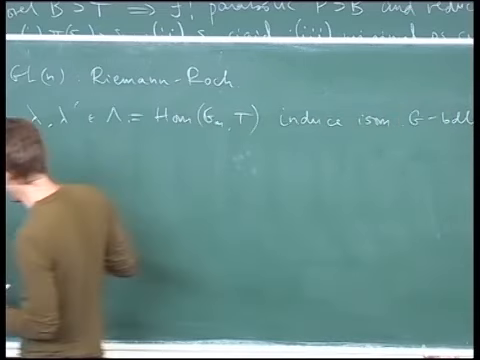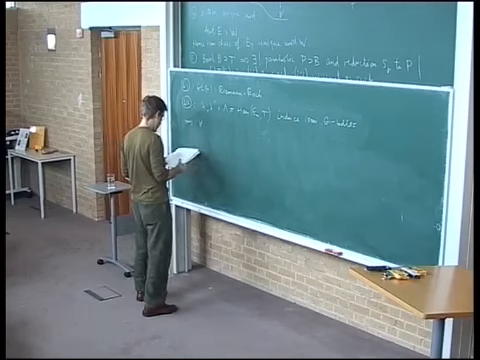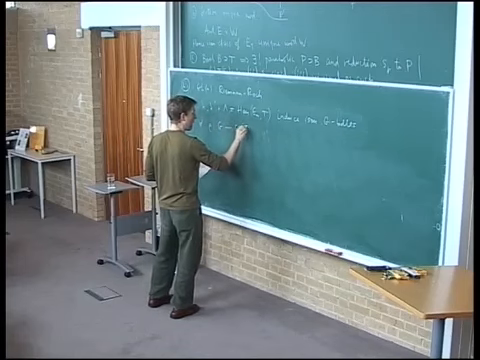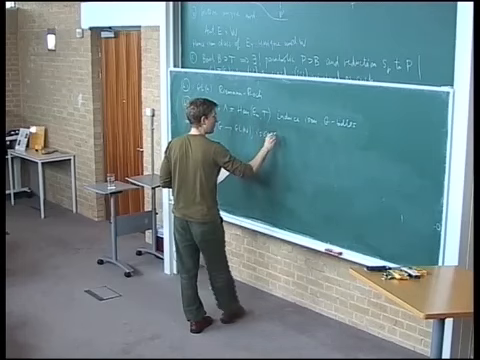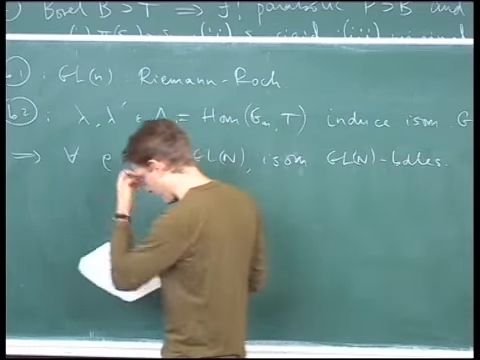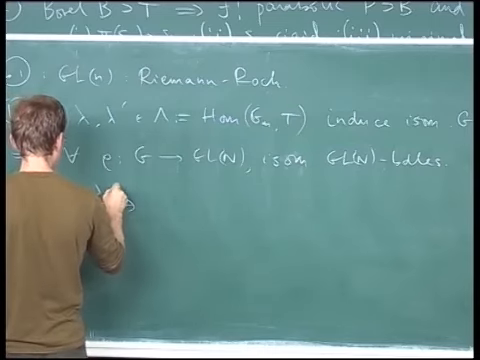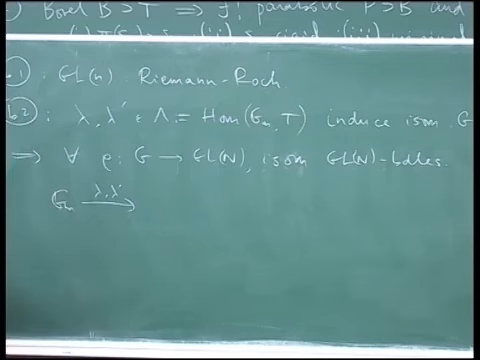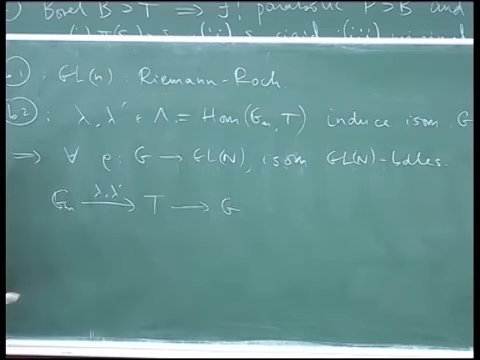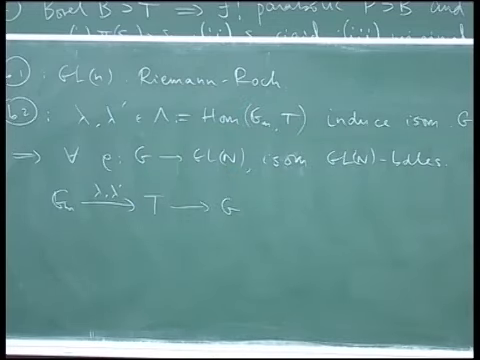So then I go on to GLn. For every representation rho from G to GLn, I have isomorphic vector bundles. What that means is that if I consider my two cocharacters going to T and then going into G, now I have isomorphic GLn bundles.